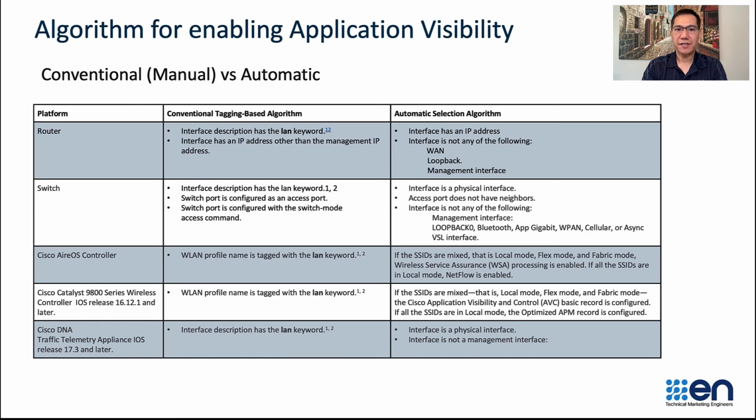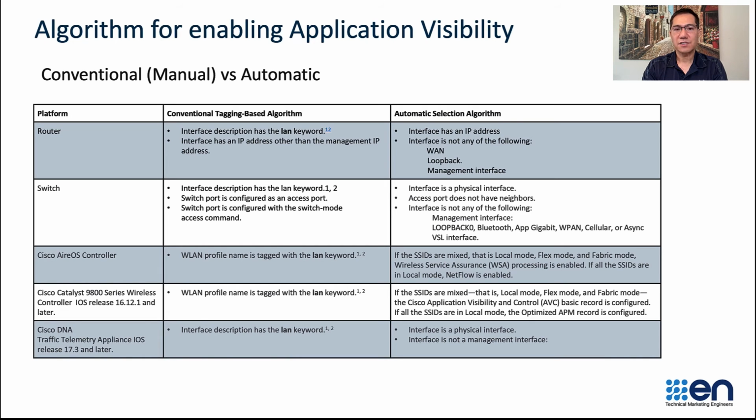When enabling application visibility on DNAC, there are two algorithms that are available to let DNAC know on which interfaces to enable telemetry. One is the conventional method, where the user manually selects where to enable telemetry by tagging the description field of the interface or SSID with the word LAN. Some users may want to manually select interfaces for specific reasons.